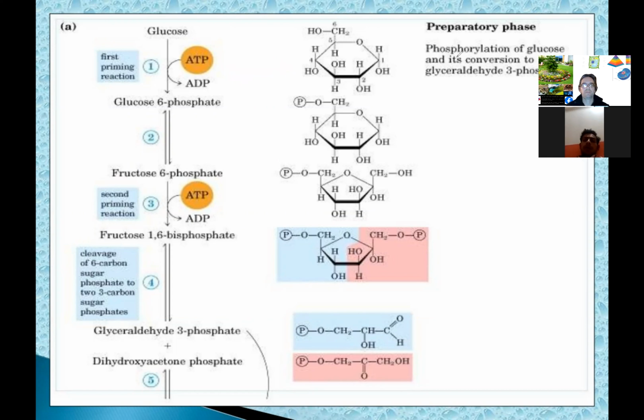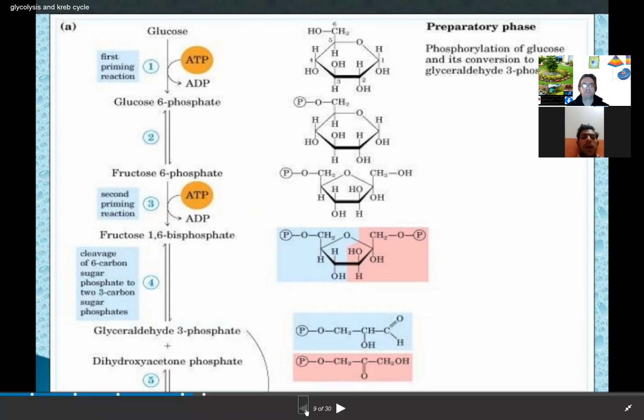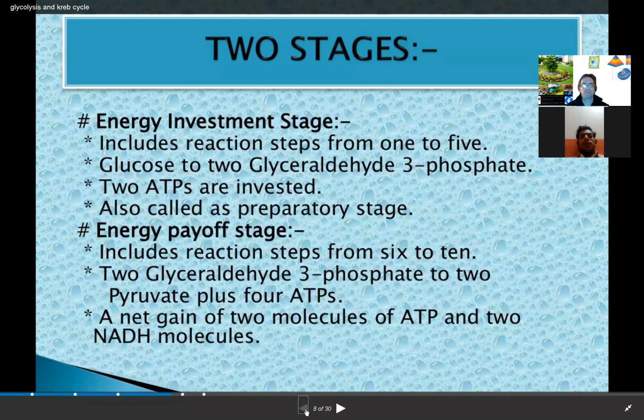In two steps, the glycolysis is completed. One step is called the preparatory phase, and the other is called the oxidative phase. Are you getting the points? Yes. Preparatory phase is completed in two stages. Preparatory phase: number one, it is the phosphorylation of glucose by two ATP molecules. The process starts when glucose reacts with an ATP molecule.